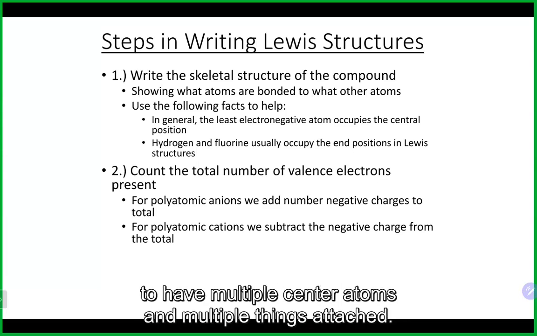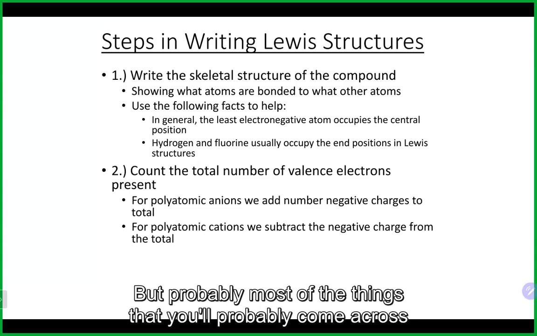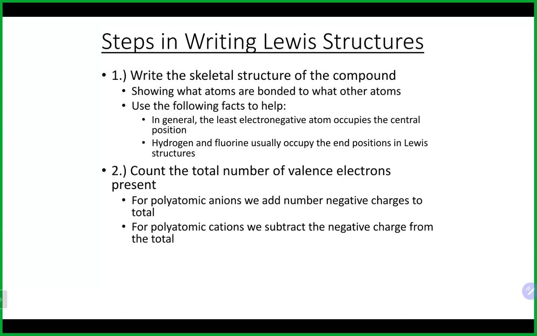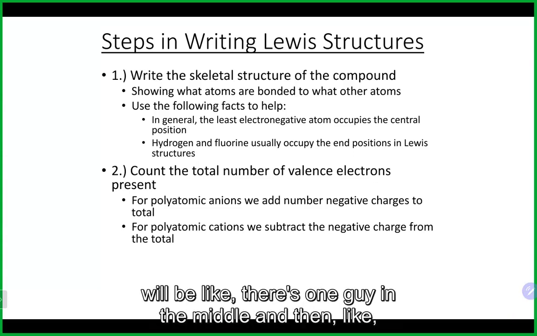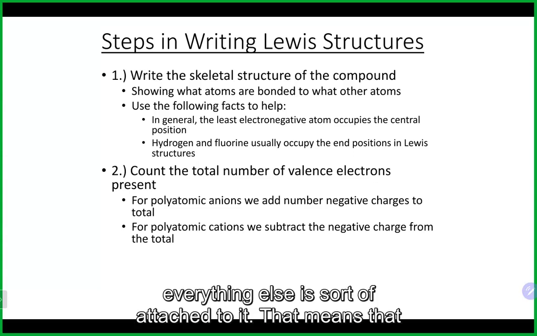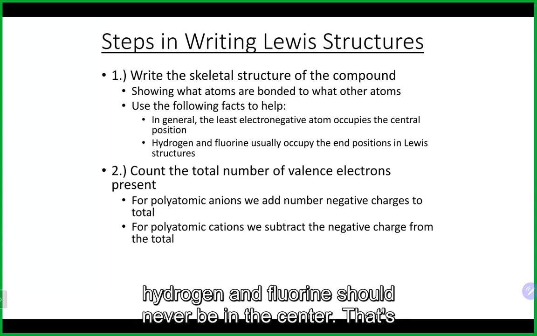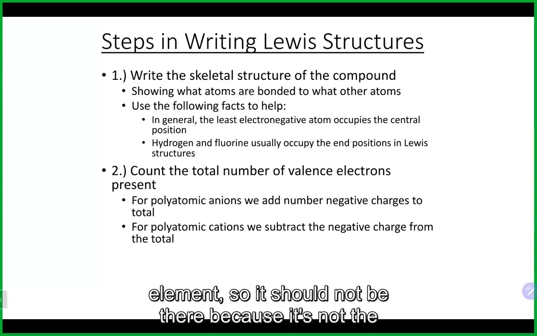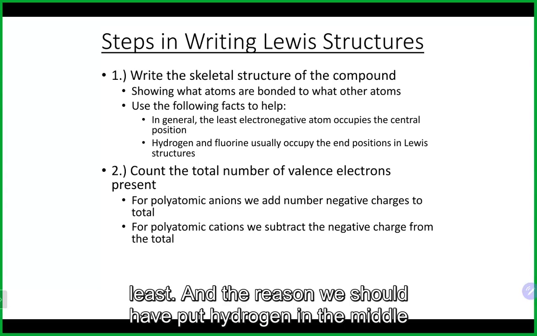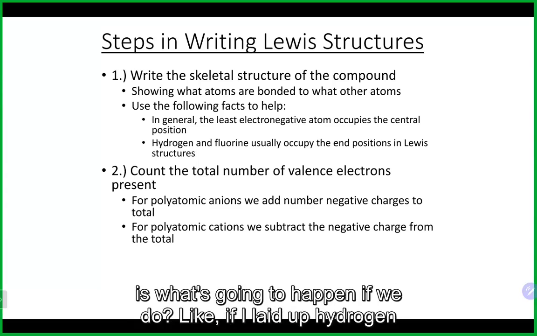It is possible to have multiple center atoms and multiple things attached, but most of the things that you'll come across, until we get to maybe some organic things, will be like there's one guy in the middle and then everything else is sort of attached to it. That means that hydrogen and fluorine should never be in the center. That's because fluorine, as we just saw, is the most electronegative element, so it should not be there because it's not the least. And the reason we shouldn't put hydrogen in the middle is, what's going to happen if we do?